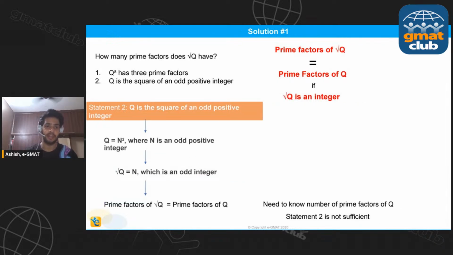Next, statement 2: q is the square of an odd positive integer. So here we get to know that q is a perfect square, right? And prime factors of q would be equal to the prime factors of square root of q. We know this now. But do we know the prime factors of q? No, statement 2 does not say anything about that. Statement 1 had told us the number of prime factors of q. Statement 2 just tells us q is a perfect square, so square root q would have the same number of prime factors as q. But we do not know the number here.